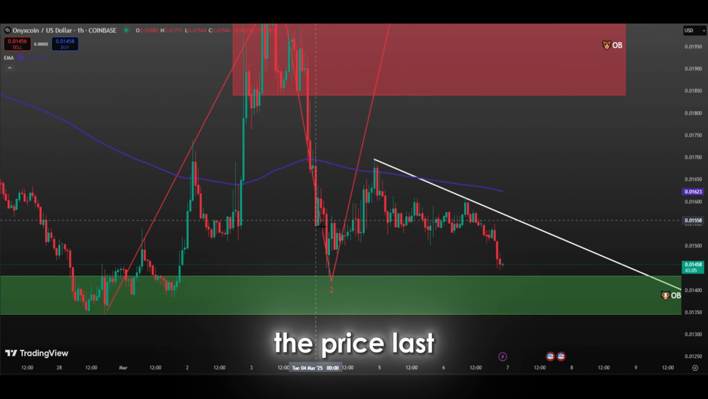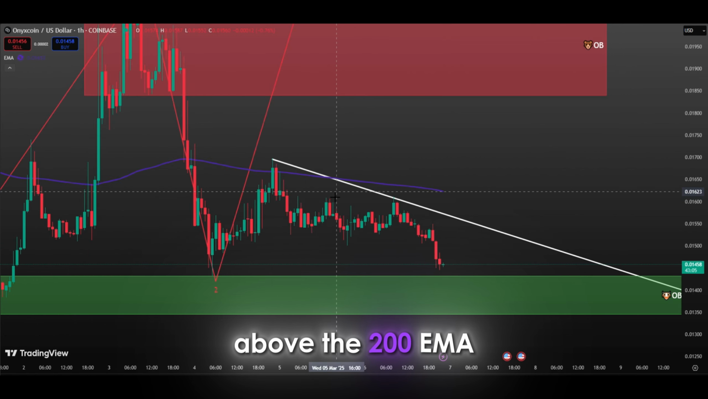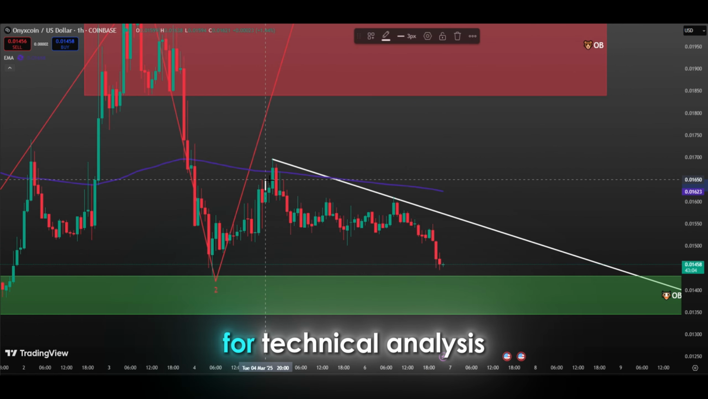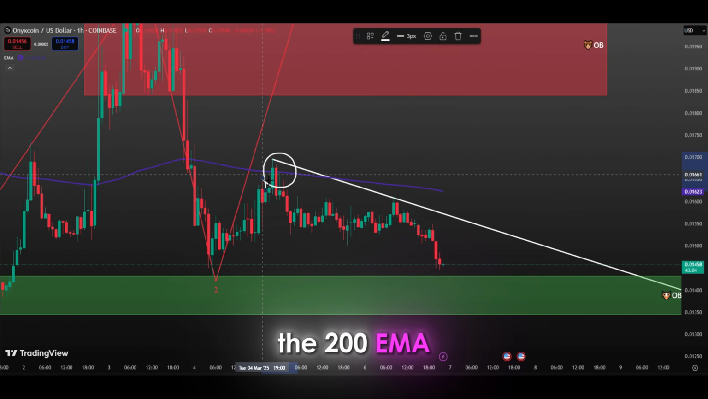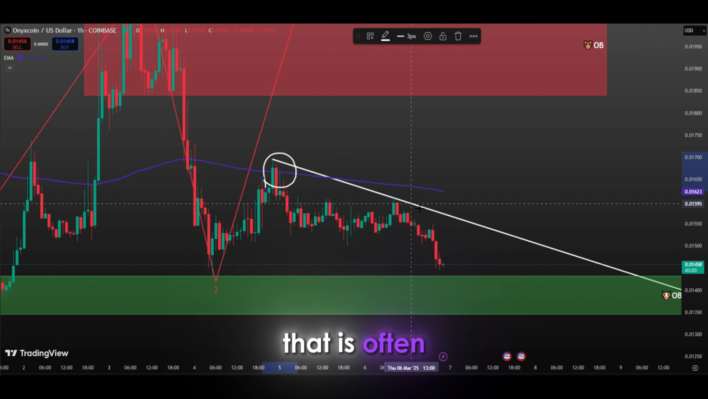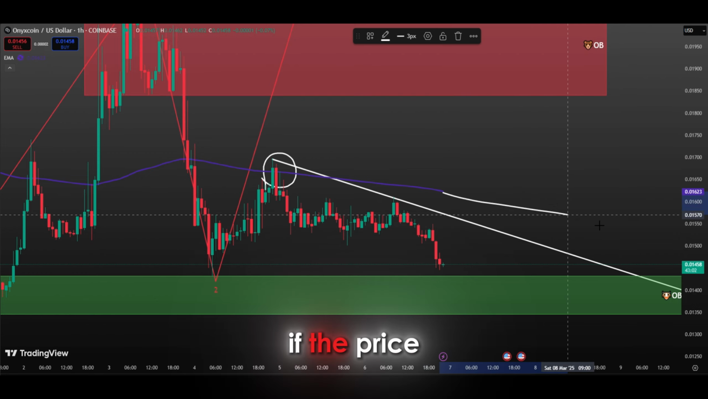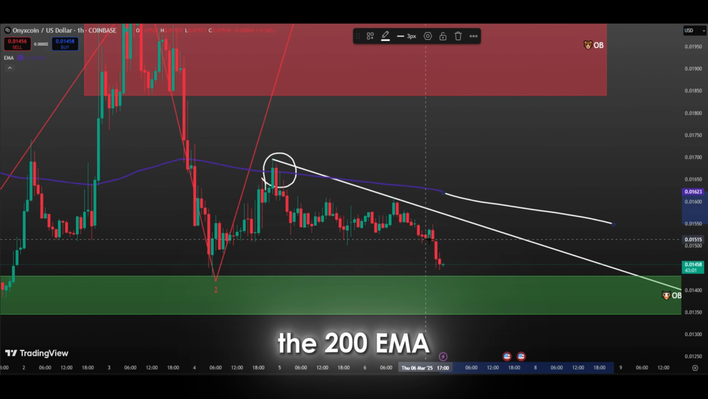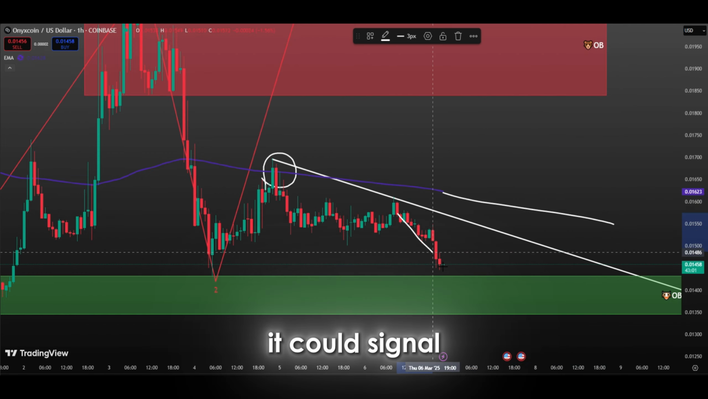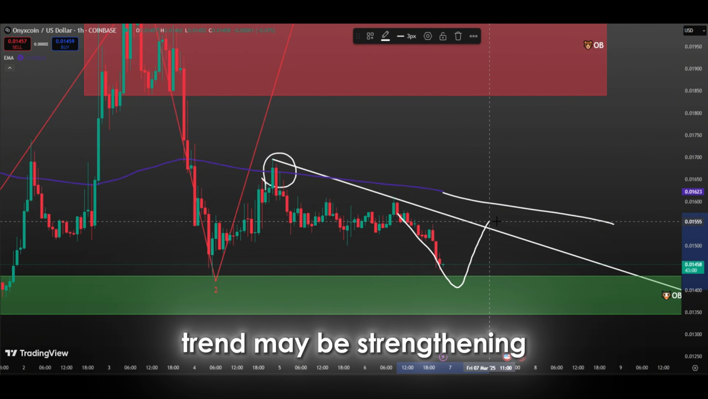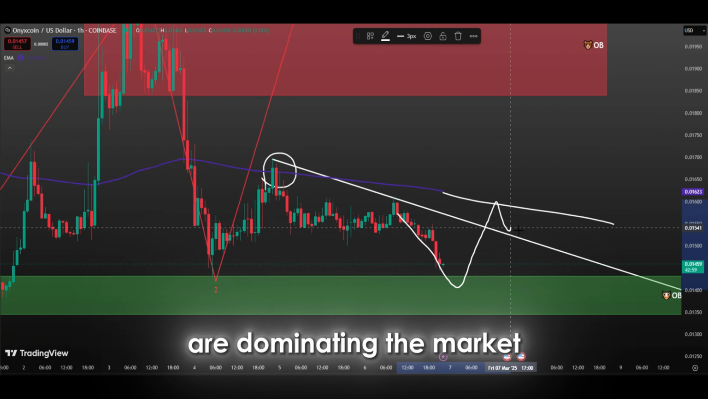The fact that the price last tried to break above the 200 EMA can be considered as an important signal for technical analysis. The 200 EMA is an important indicator that is often used to determine the direction of the long-term trend. If the price starts trading above the 200 EMA on a sustained basis, it could signal that the uptrend may be strengthening and that buyers are dominating the market.